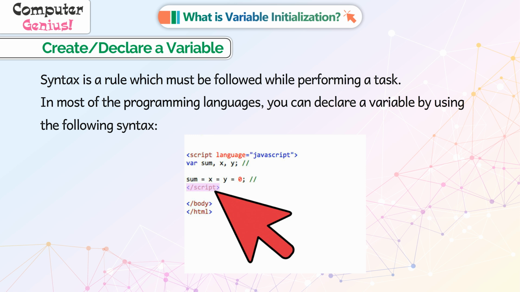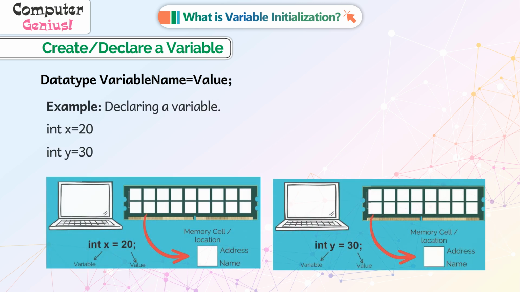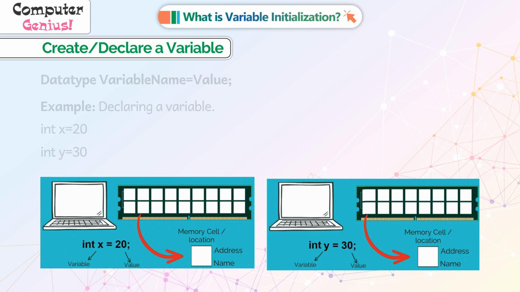Syntax is a rule which must be followed while performing a task. In most programming languages, you can declare a variable by using the following syntax: data type, variable name, equals, value. Example, declaring a variable: int x = 20; int y = 30.